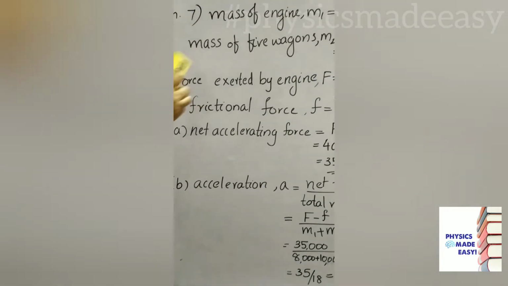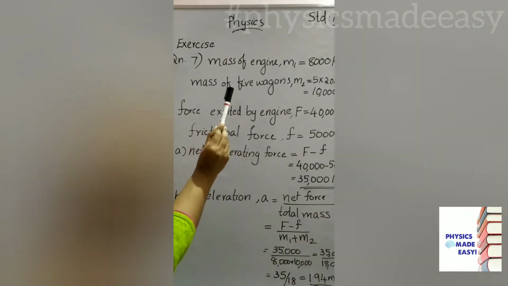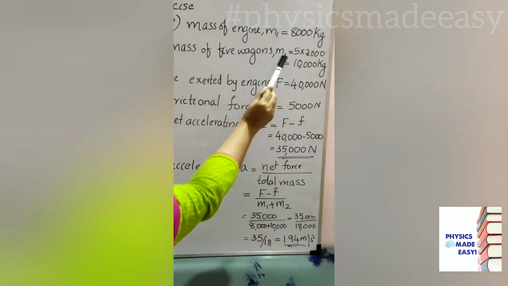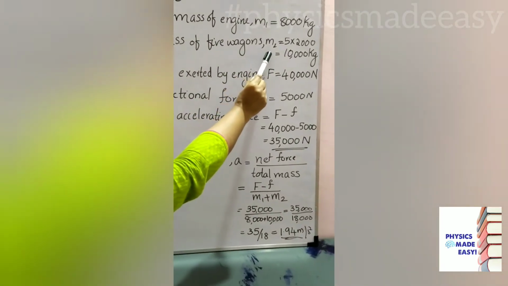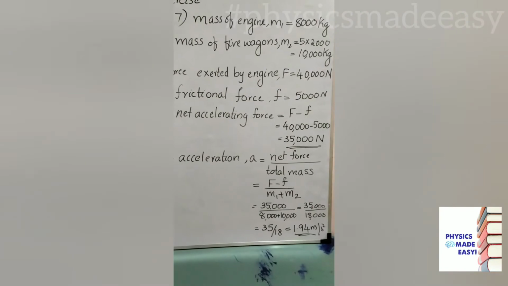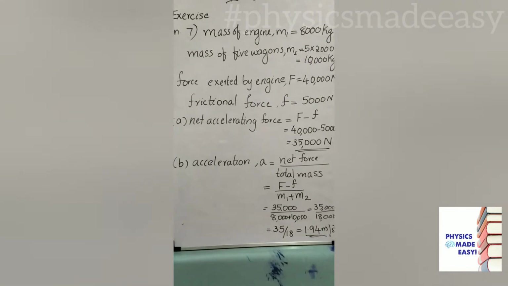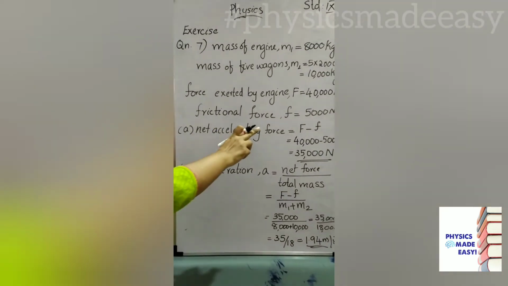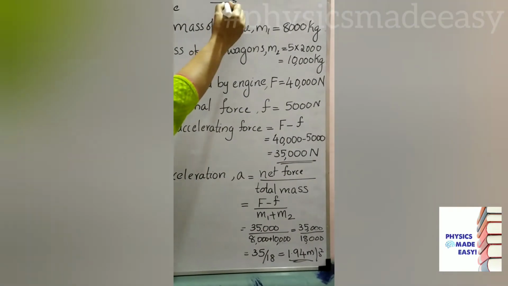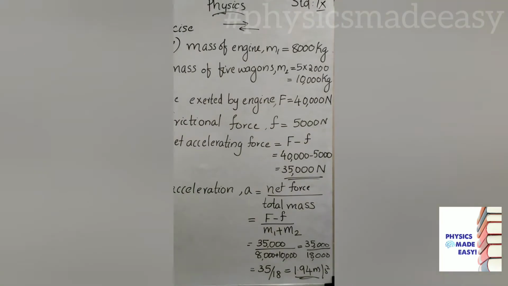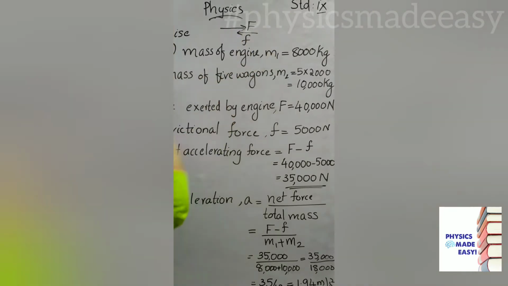Here mass of the engine is given as M1 is equal to 8000 kilogram. Then 5 wagons are there, each having mass 2000 kilogram. So total mass of 5 wagons we can take as M2 is equal to 5 into 2000, 10,000 kilogram. Then force exerted by the engine F is equal to 40,000 Newton and frictional force is given as 5,000 Newton. If this engine is moving like this, that frictional force is always opposing the motion of that engine. So here this will be capital F and the frictional force small f.